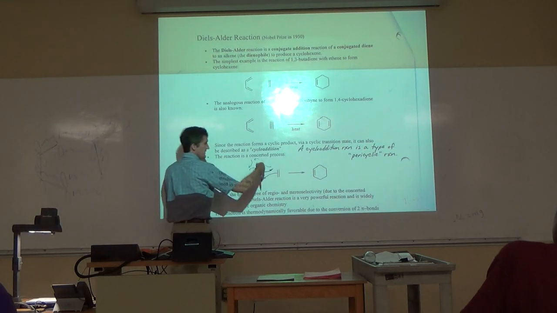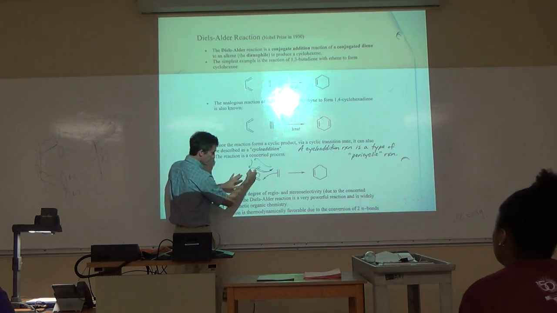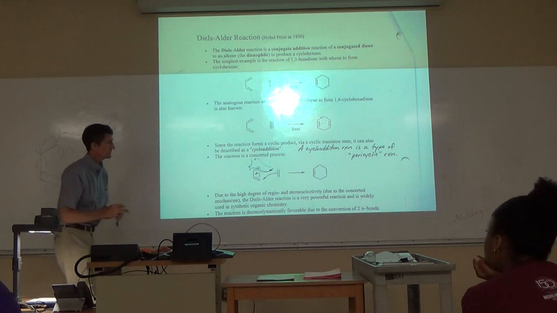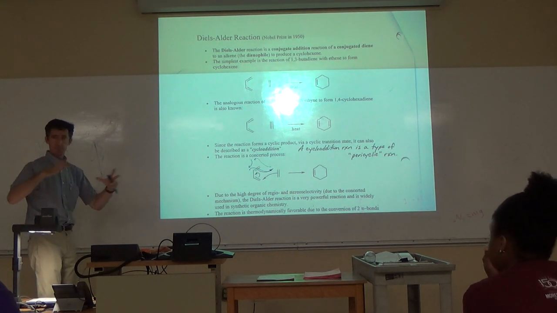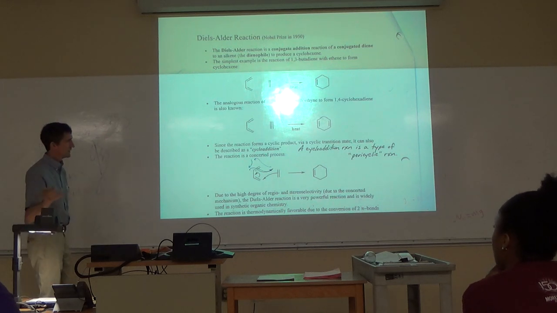Now your arrow movement can be either way. I did it sort of starting here. In this case, it's sort of flipped and they're starting it here and here. Either way works. All this is happening at once. It's a single transition state product.